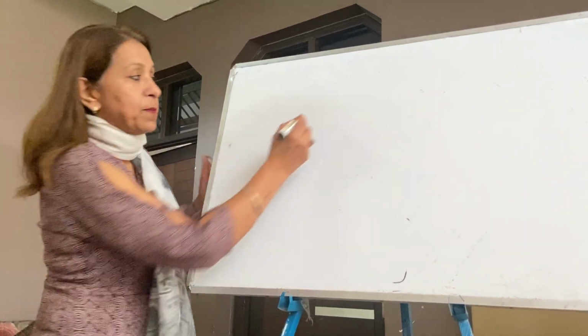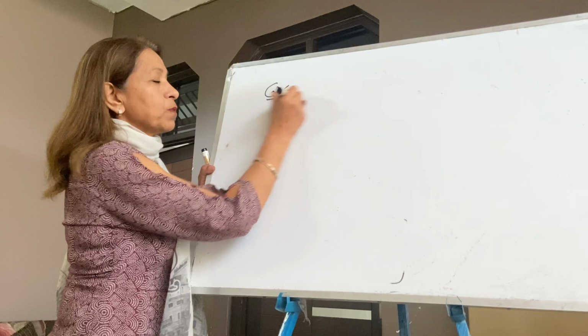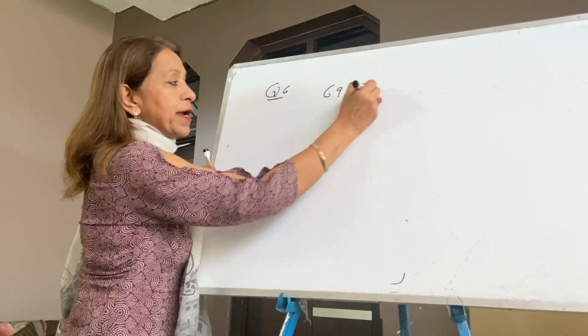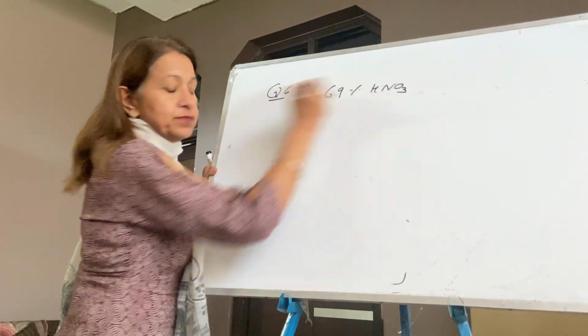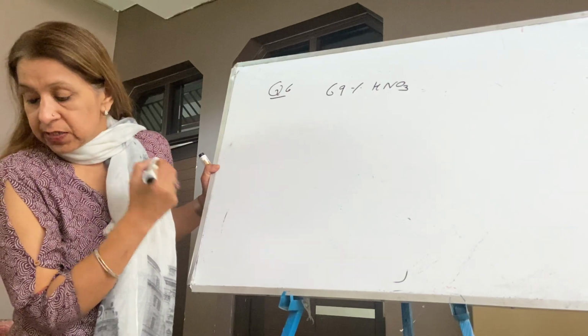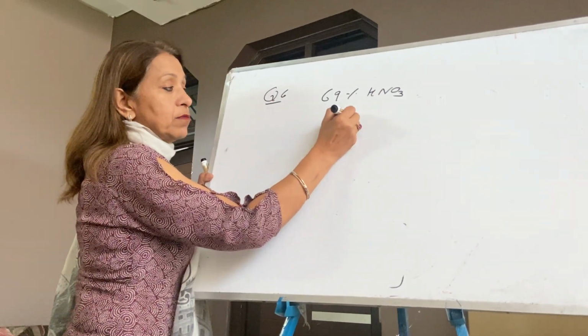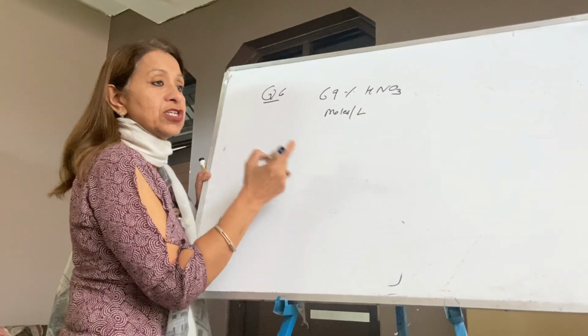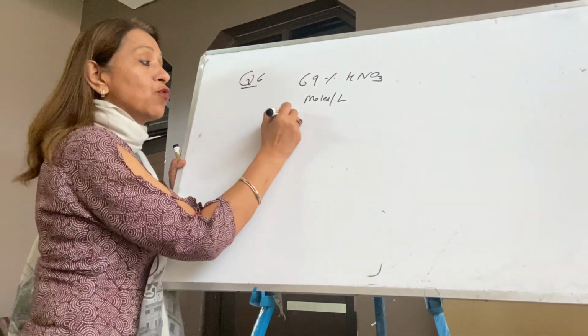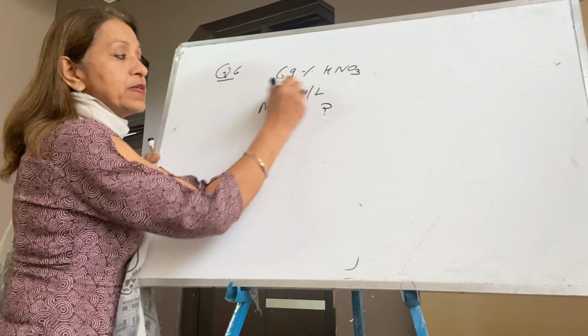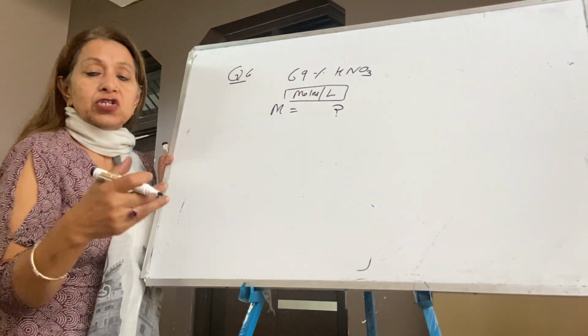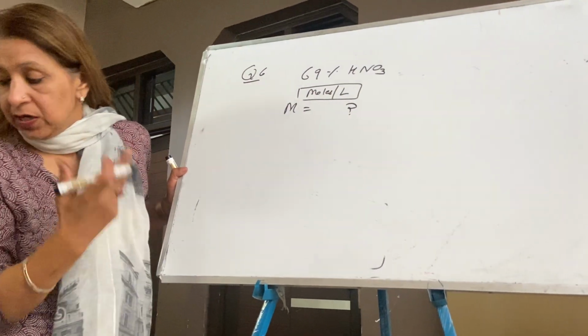This is 69%. Question number 6. In the 6th numerical, 69% nitric acid is given. The question is: calculate the concentration of it in moles per liter. That means they are asking to calculate molarity. Remember this: calculate the concentration in moles per liter means calculate molarity.